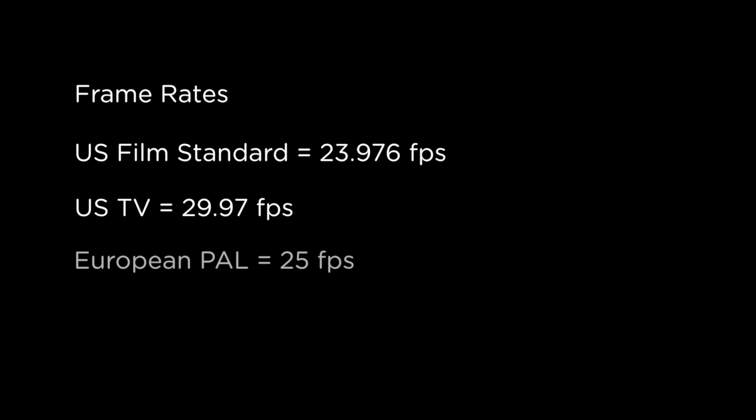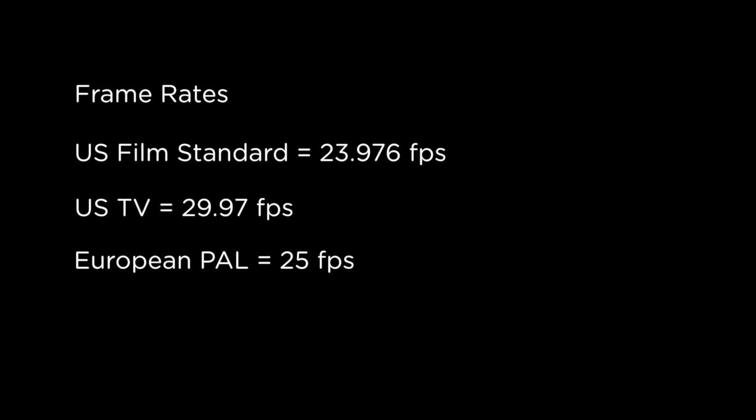Another thing that'll help you considerably is to consider what your final frame rate is going to be. I tend to film everything at the American film standard, which is 23.976 frames per second. If I'm outputting for television, the US standard is 29.97 frames per second. If you're in Europe, the standard is 25 frames per second.